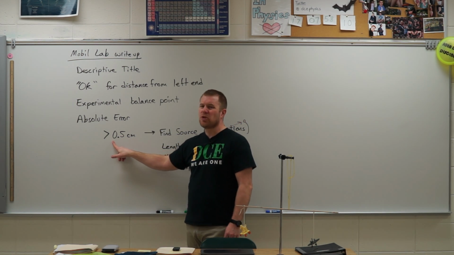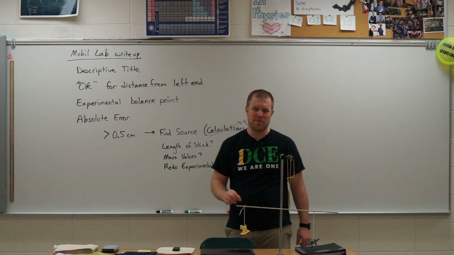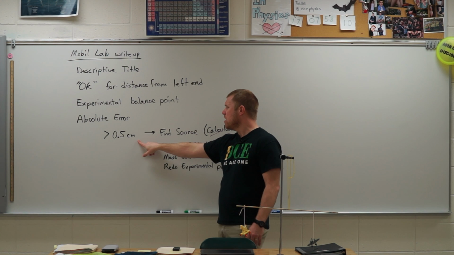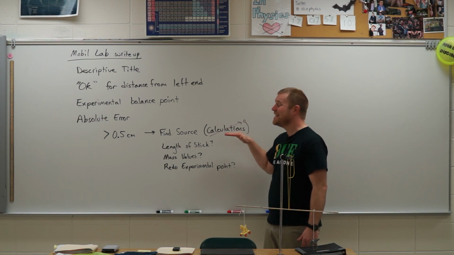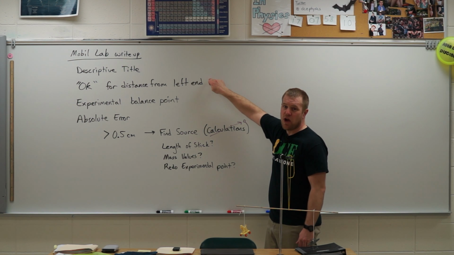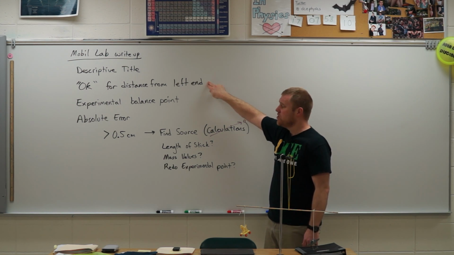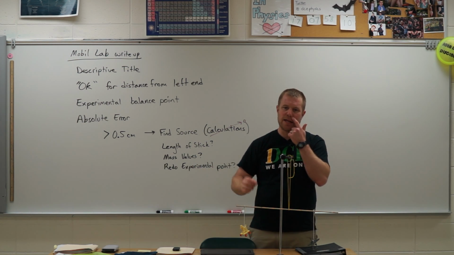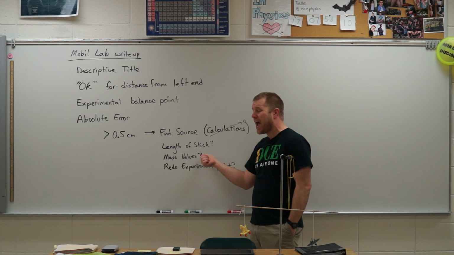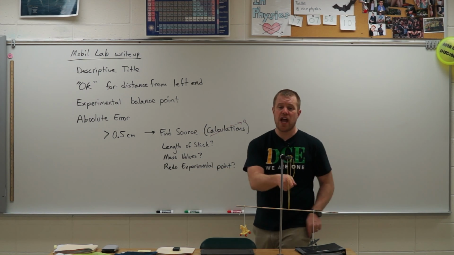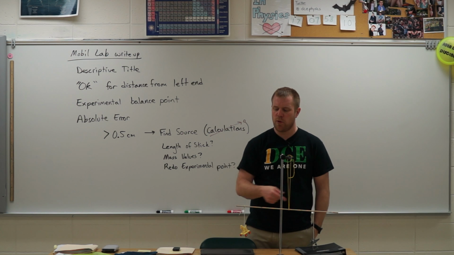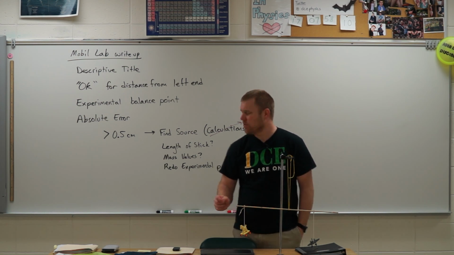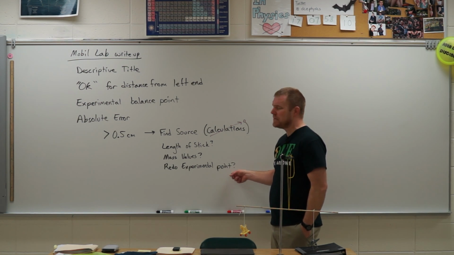If your absolute error comes out greater than 0.5 centimeters, so that's about that far, if it comes out that big, what you're going to want to do is find a source. It's not your calculations. That's what the OK told us. So it has to be something else. Maybe get that meter stick out and measure the length of the stick again. Make sure you have that length right. Make sure your mass values are right. Maybe recheck: did I actually get it at the experimental point? When I was trying to hang it, did one of my toys maybe move a little bit? Recheck that experimental point.